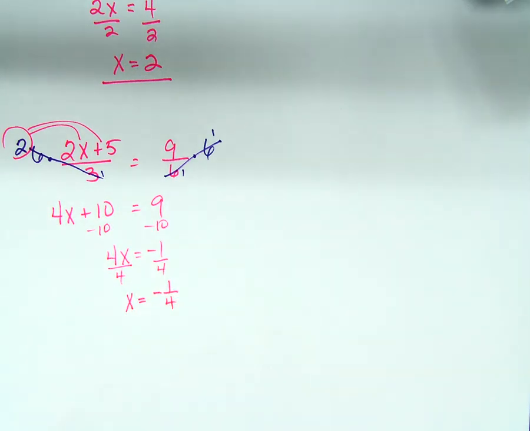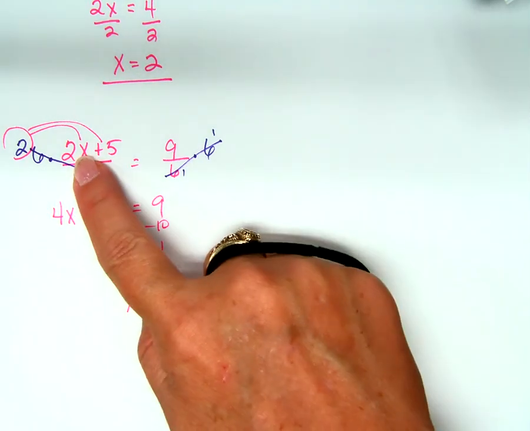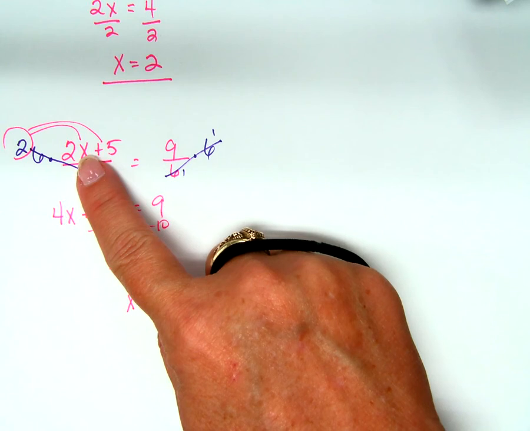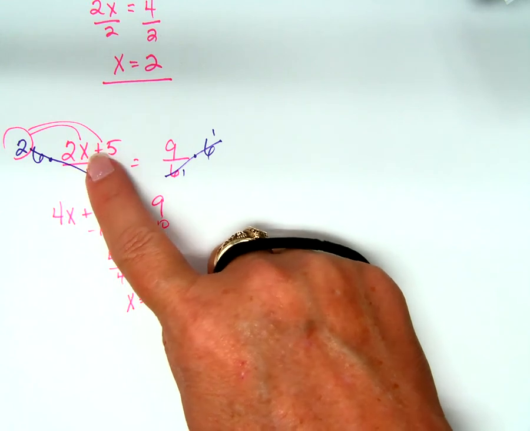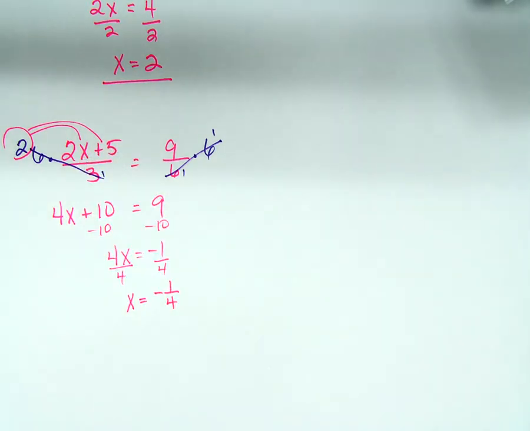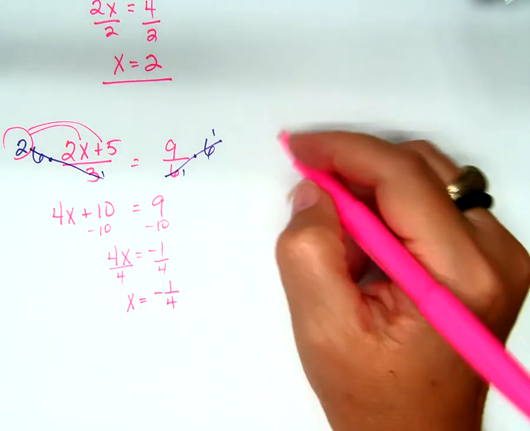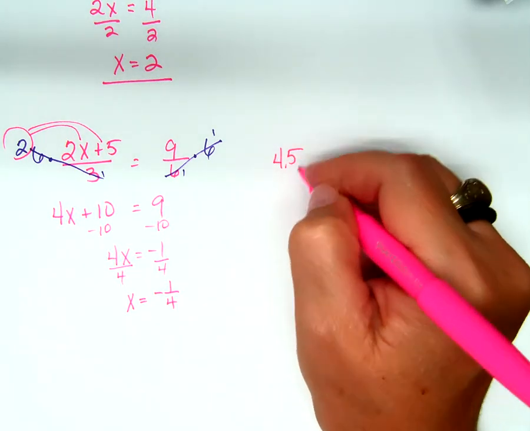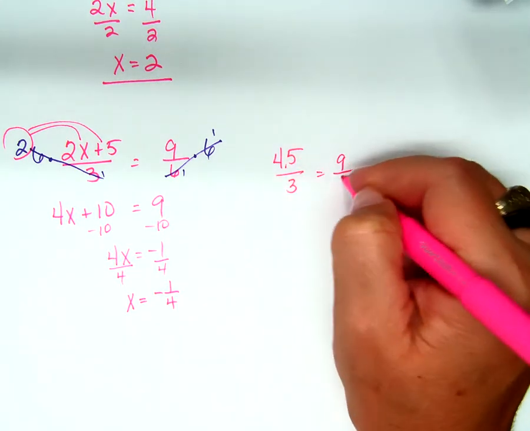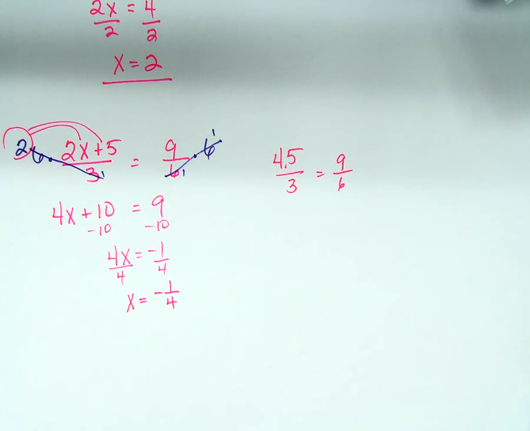Now is this as easy to check? Okay, so it's negative 1/4 times 2, negative 1/2. Negative 1/2 plus 5, 4.5 over 3 equals 9 over 6. 1.5 equals 1.5. So yes, it's correct. Okay, so that's my answer. Got it okay?